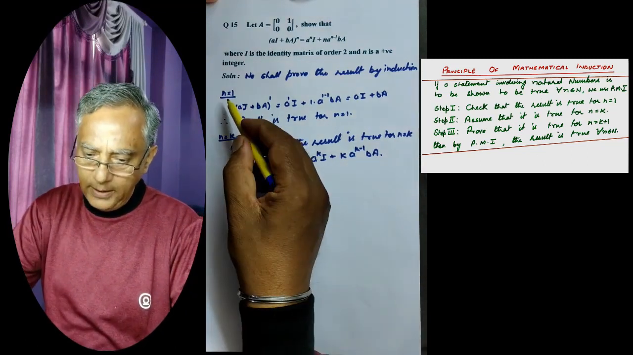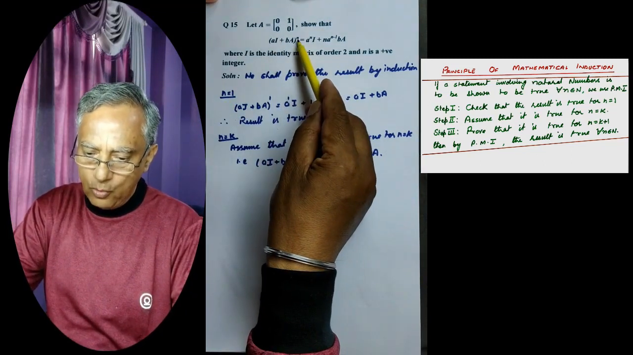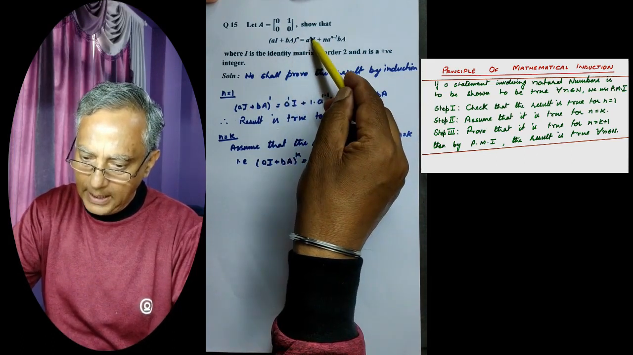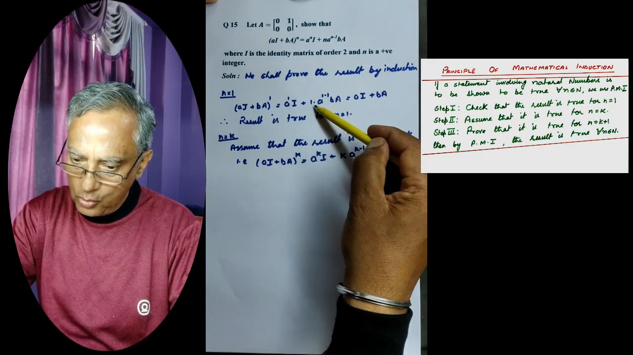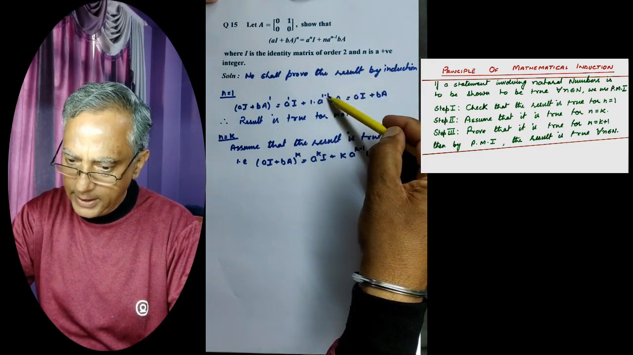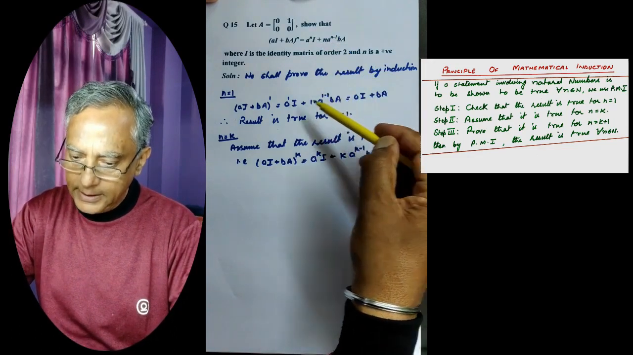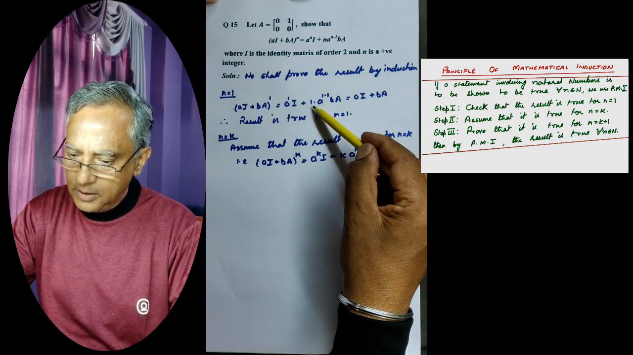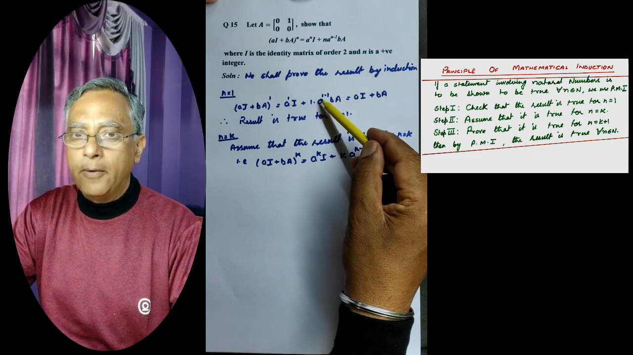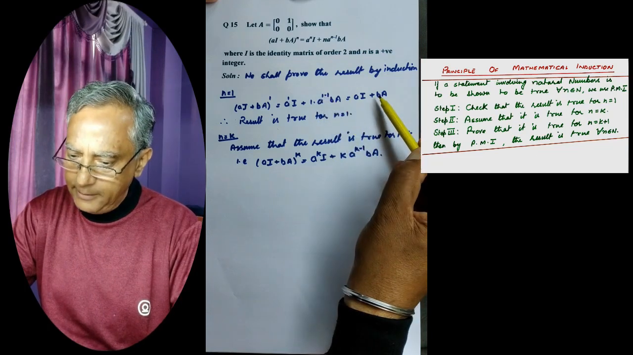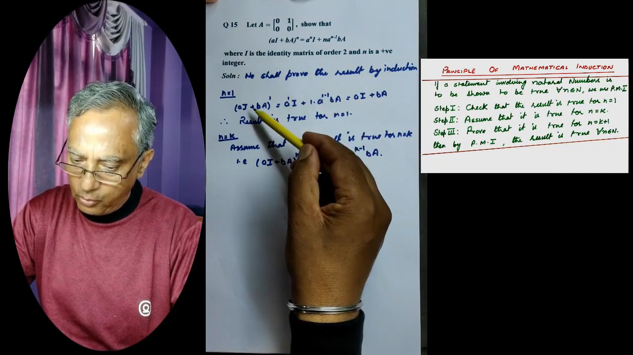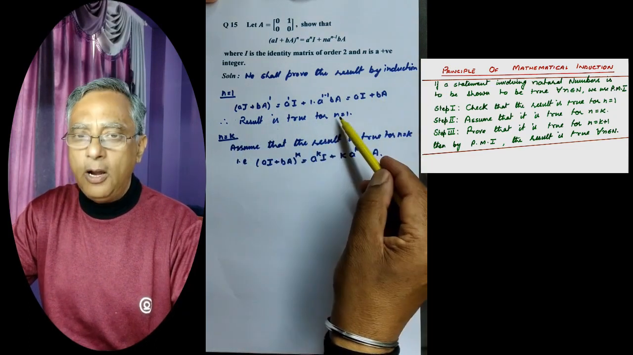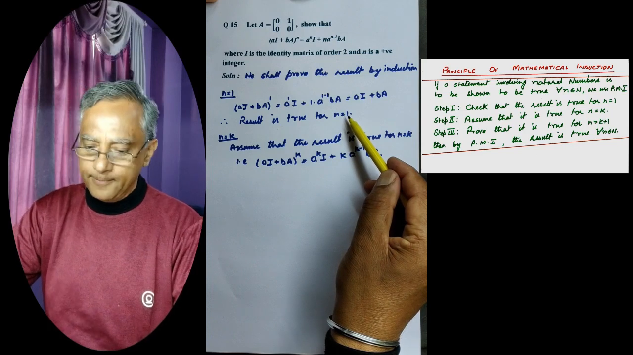For n equal to 1, we put n equal to 1 here. We get (aI + bA)^1 = a^1 I + 1·a^(1-1) bA. And this is equal to a to the power of 1 is aI plus a to the power of 0. Anything to the power of 0 is 1. So we get bA. And therefore this is equal to this, which is true. Therefore the result is true for n equal to 1.